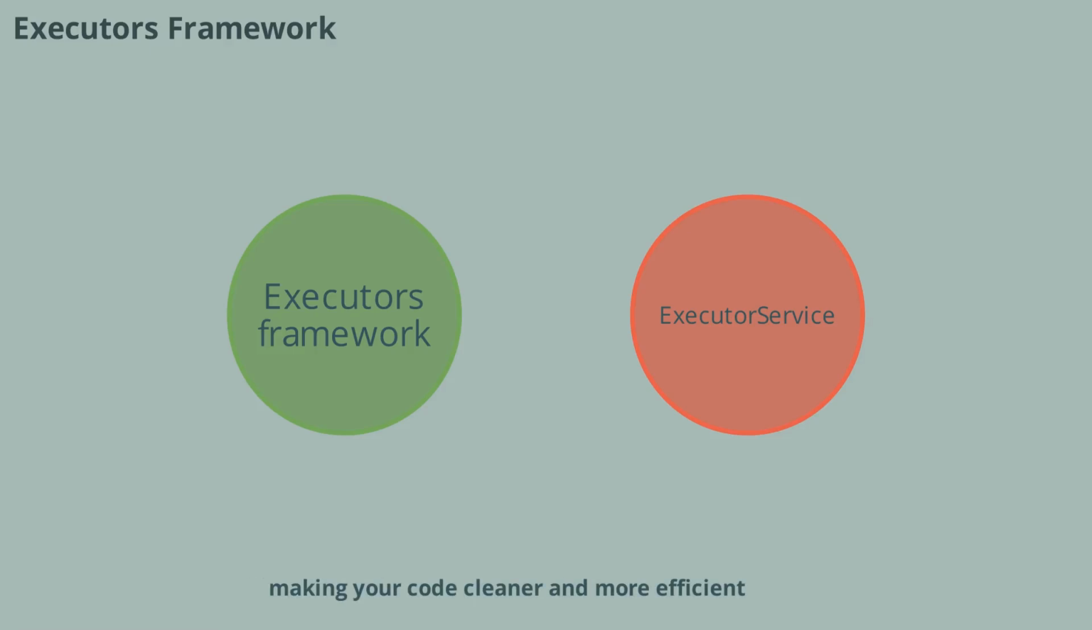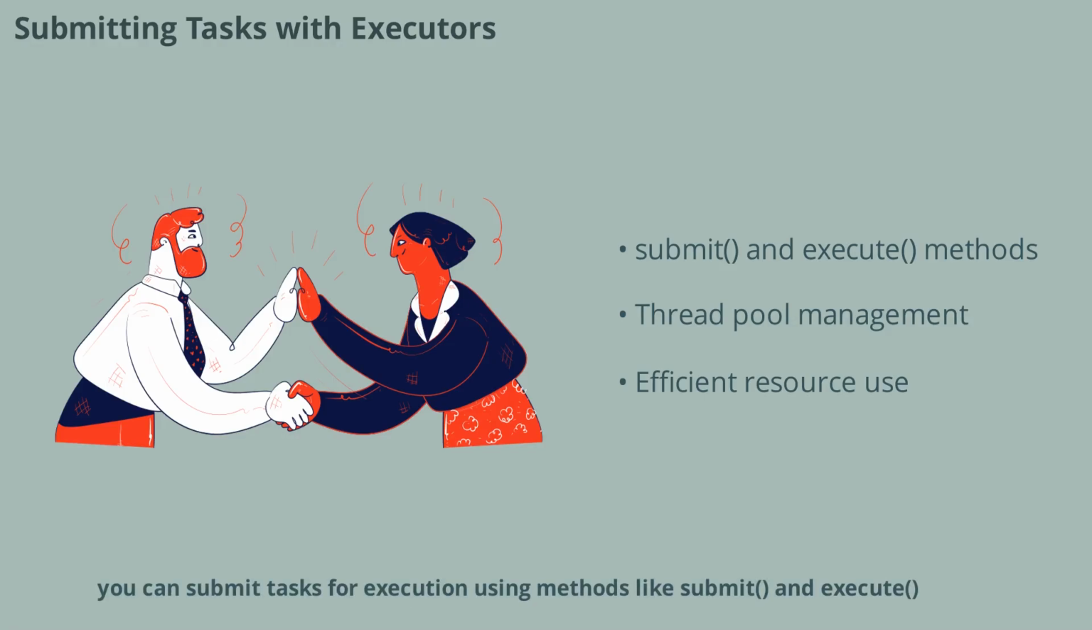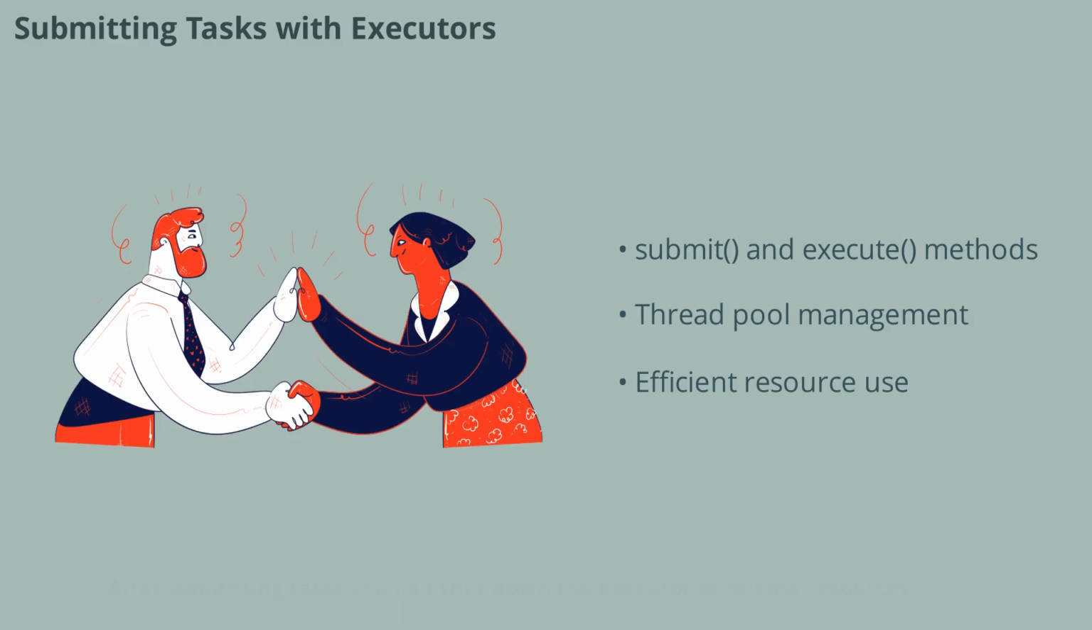and more efficient. With ExecutorService, you can submit tasks for execution using methods like submit and execute. The framework manages a pool of threads, reusing them for new tasks and efficiently handling resource allocation. After submitting tasks, you can shut down the executor to release resources. This approach is ideal for scalable, high-performance applications.